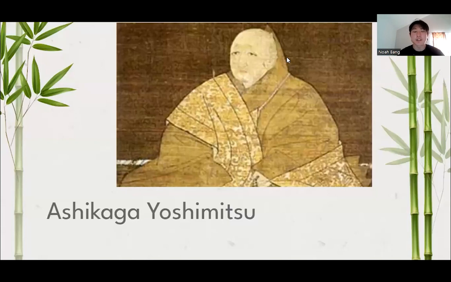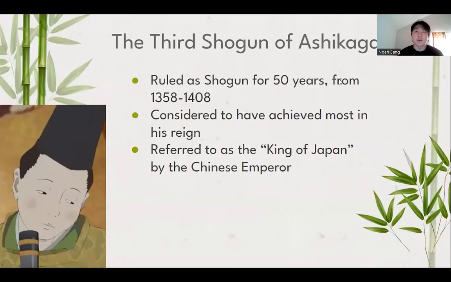Hello, my name is Noah Bang, and today I'm going to be covering the Ashikaga Yoshimitsu portion of the Chapter 5 presentation. So Yoshimitsu was the third shogun of the Ashikaga era. He ruled as shogun for 50 years, from 1358 to 1408. He's considered to have achieved the most in his reign, which is a big title because there have been several and many shoguns throughout Japan. And he was even referred to as the King of Japan by the Chinese emperor at that time.